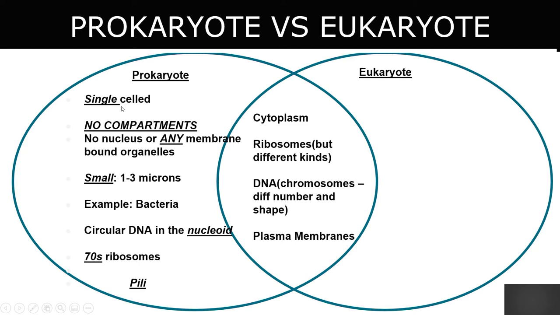But again, prokaryotes are only ever single-celled. If it says bacteria, it's a prokaryote. If it says archaea, it's a prokaryote. Again, prokaryotes do not have any compartments of any kind. They're just studio apartments. All the functions occur in one room. They're very small compared to eukaryotes. And again, they have a circular DNA that's located in something called a nucleoid. They only have 70S ribosomes, and they have this other structure called pili.